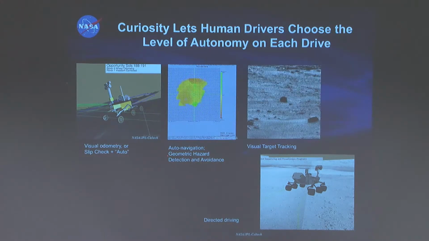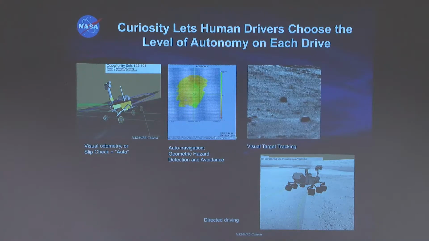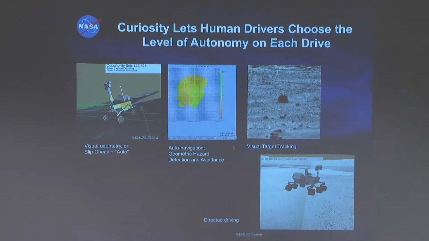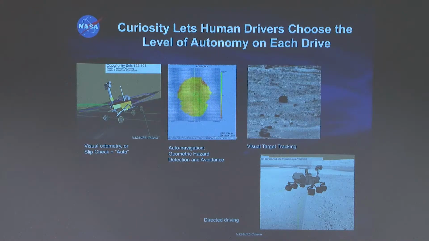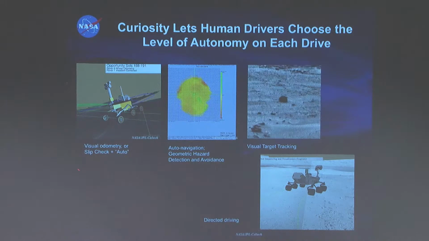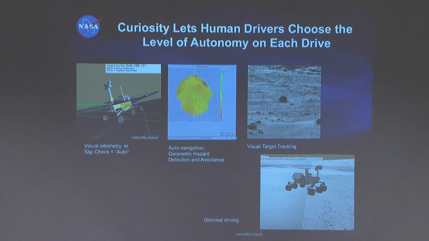Like I said, we have different modes of navigation. It's not just one algorithm where you give the goal and it drives. You have different modes of operation. Like you say, I'm going to drive, and at this time I'm going to run the visual odometry, and I'm going to use an algorithm called slip check. The slip check algorithm detects how it deviates from the terrain.